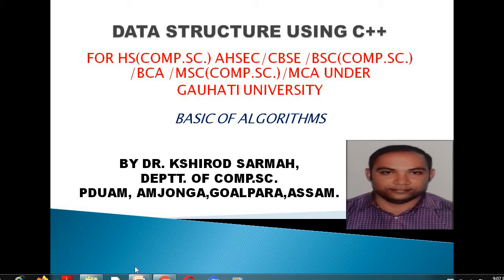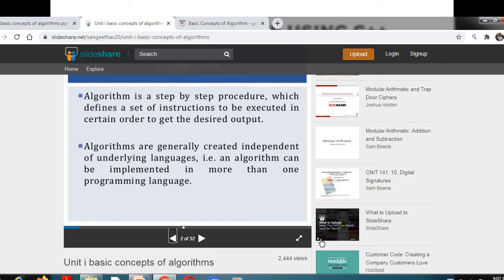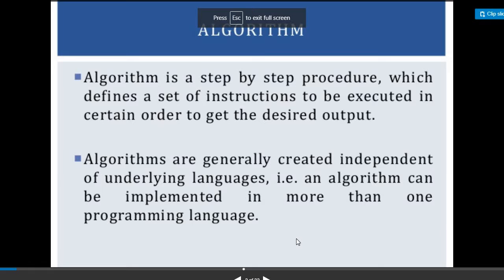Good morning, students. In my lecture series, data structure using C++, I am going to cover in this class the basic concept of algorithms. What is an algorithm? How do we apply algorithms in C++ programming? First we will learn what algorithms are. For that, we go through some slides.